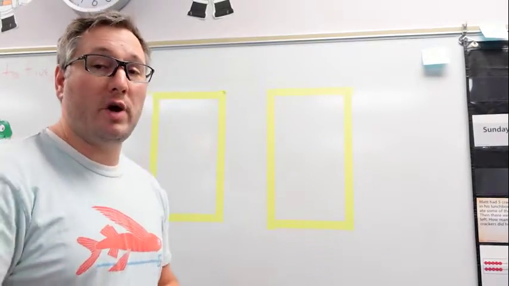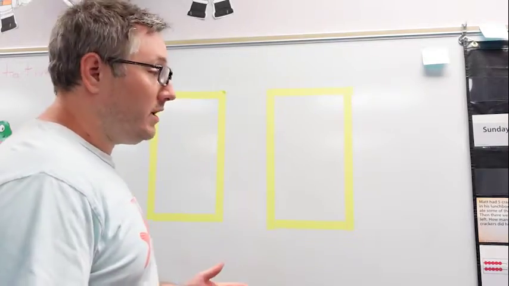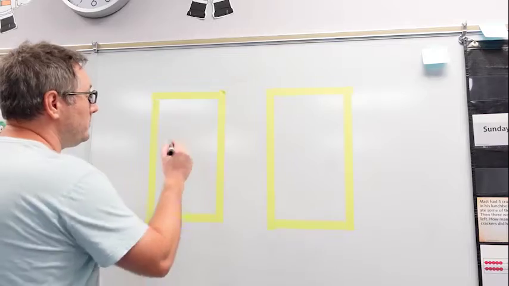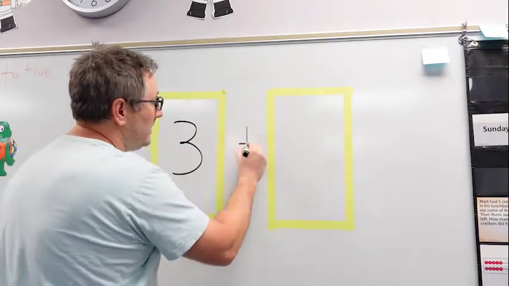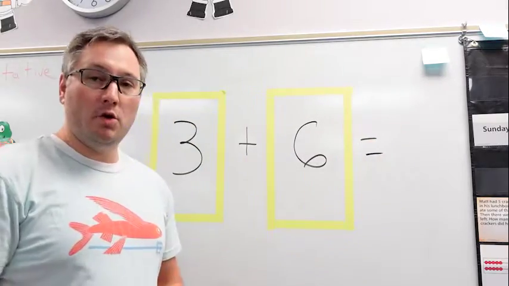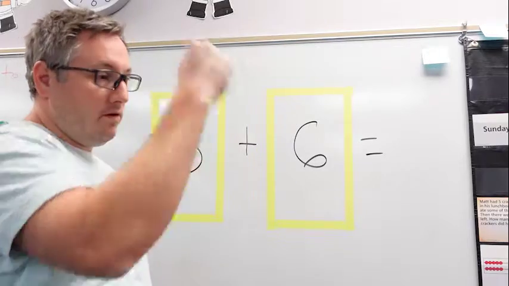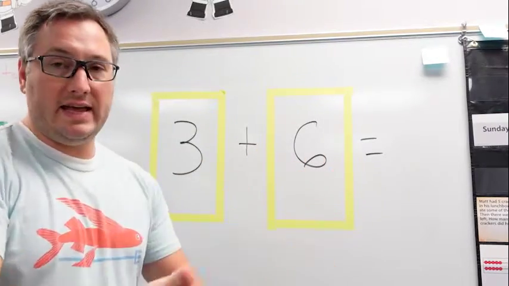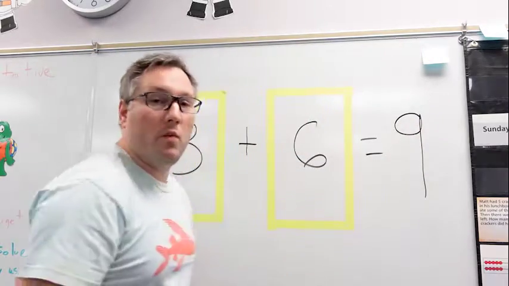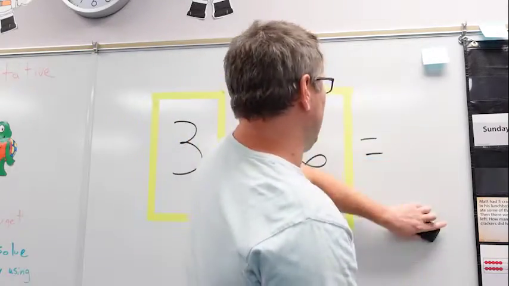Now, I'm going to show you how you can use compensation to solve bigger problems. To explore that, we'll start with something super duper easy. 3 plus 6 equals. Put that number in your head. 3 plus 6, 4, 5, 6, 7, 8, 9. 3 plus 6 equals 9. But what if we switch it around? 6 plus 3.